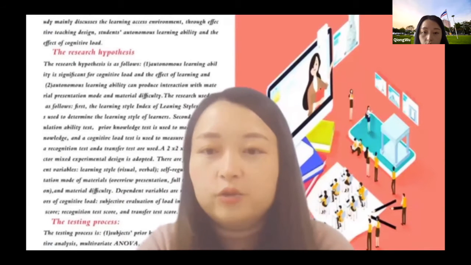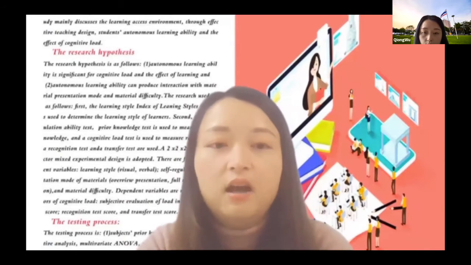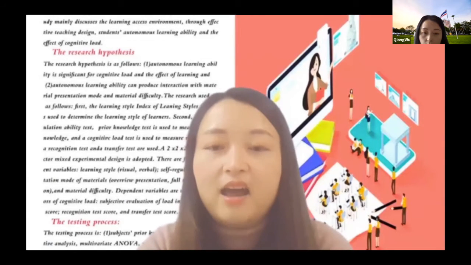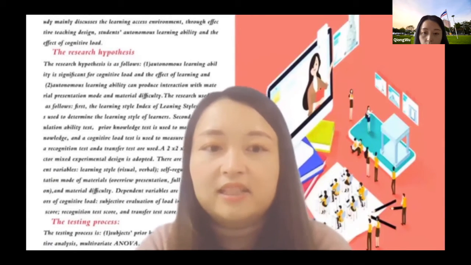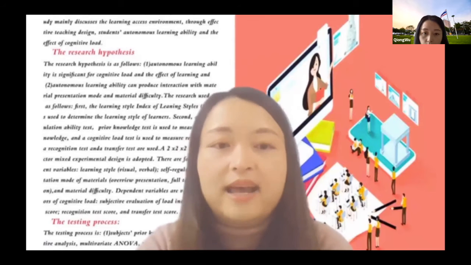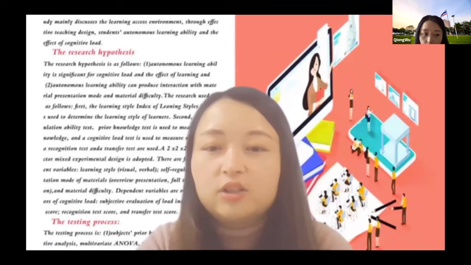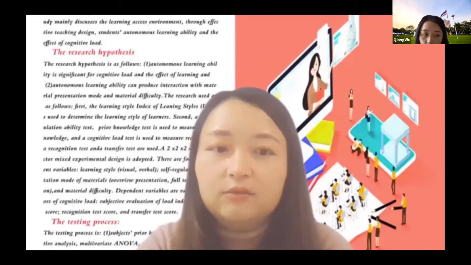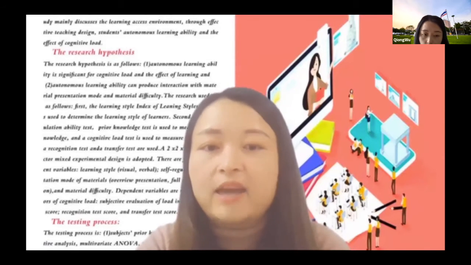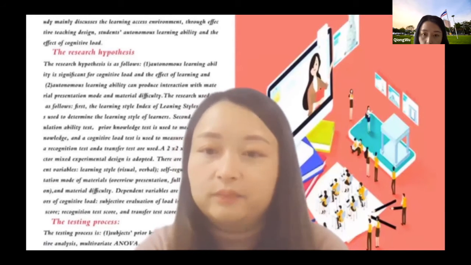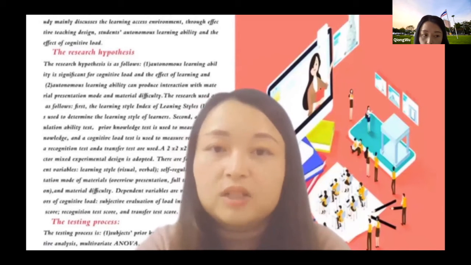The research tools used are as follows. First, the index of learning style is used to determine the learning style of learners. Second, a self-regulation ability test is used to measure knowledge, and the cognitive load test is used to measure recall. Then, a recognition test and a transfer test are used.